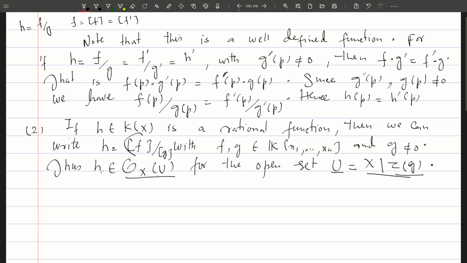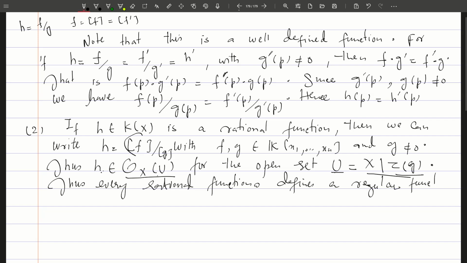Thus every rational function defines a regular function on an open dense subset of X.